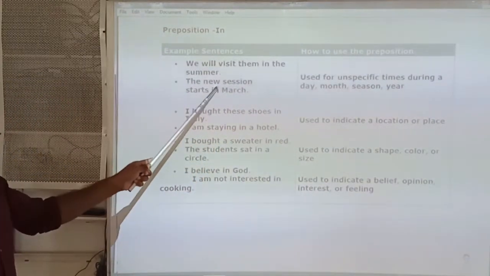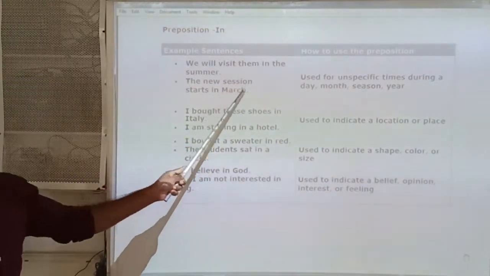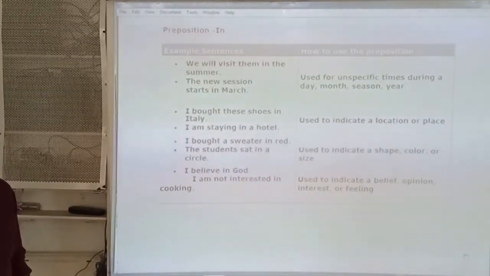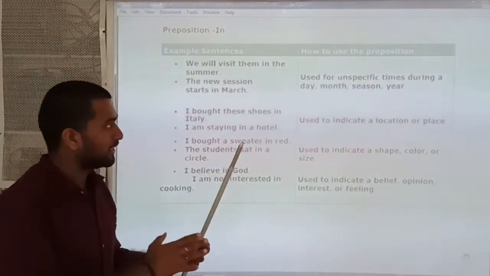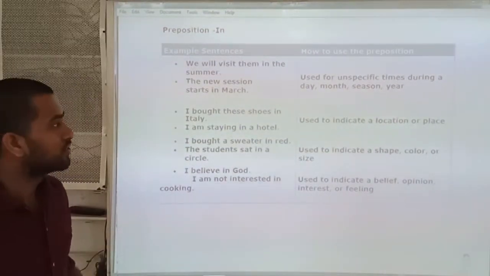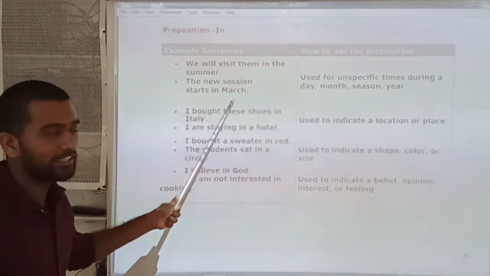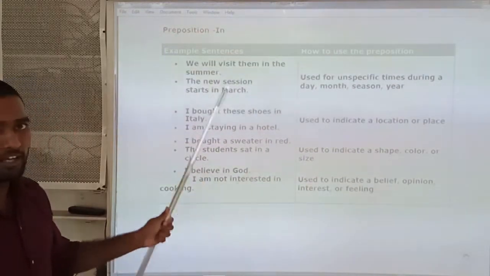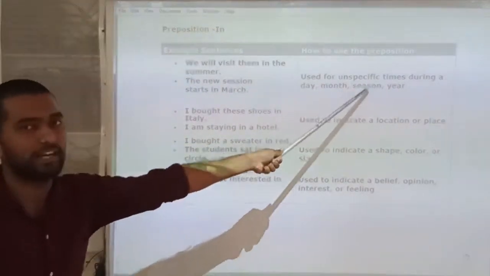Next, the new session starts in March. So March consists of 31 days. Whether it may start on the first day or last day or middle of March, we don't know that. So here the time is unspecified. That is why we use the preposition in for unspecified times according to this point.